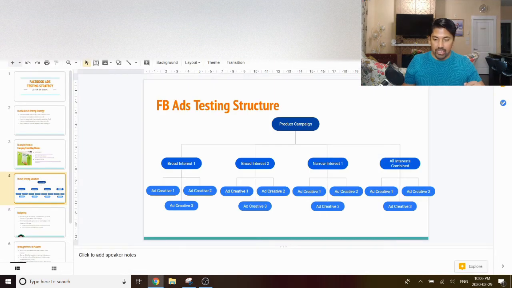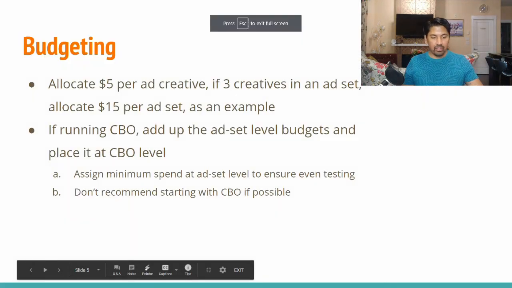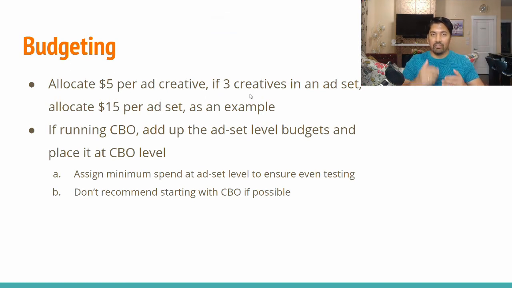So let's get back to our slideshow quickly and cover off the remainder. As I was mentioning, for budgeting, you want to allocate about $5 per ad creative and then add that up to the higher levels to understand what your budget should be at the ad set level. Now, if your ad manager is saying that CBOs, campaign budget optimization, are mandatory, then just add up the ad set level budgets and place them at the CBO level. In our case, for example, we have $15 per ad set. Add that up all the way through the ad sets, you have $60 in total. So make that $60 the CBO daily budget.